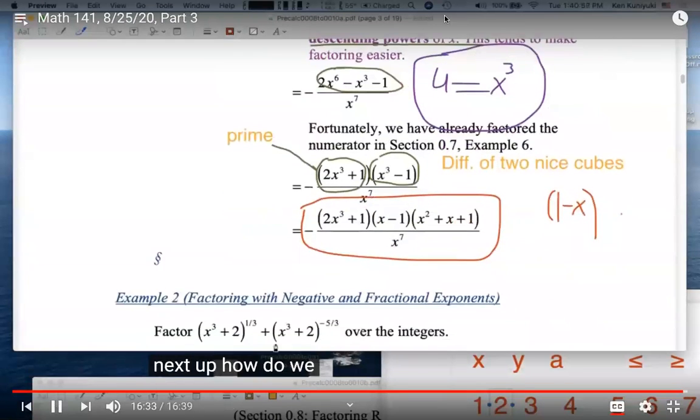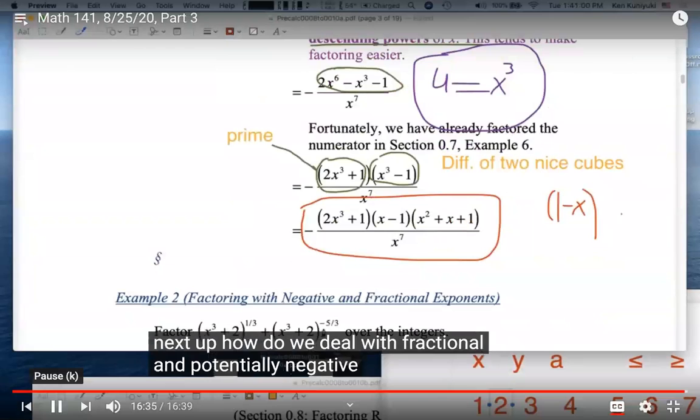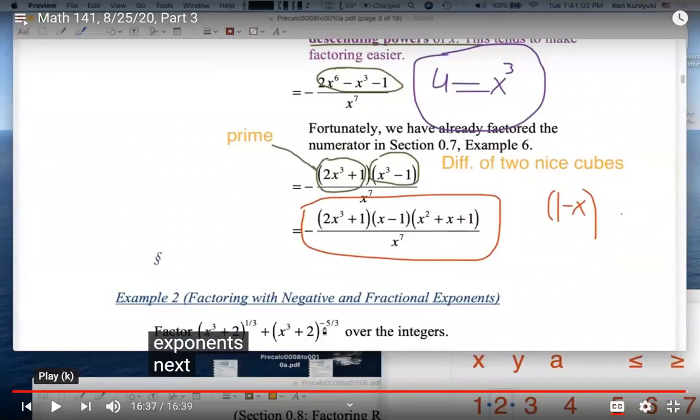Next up, how do we deal with fractional and potentially negative fractional exponents? Next. All right, so there was a lot there.